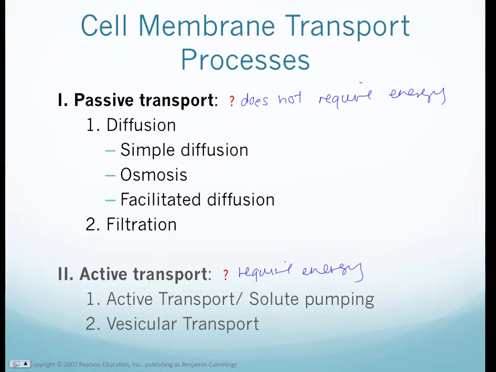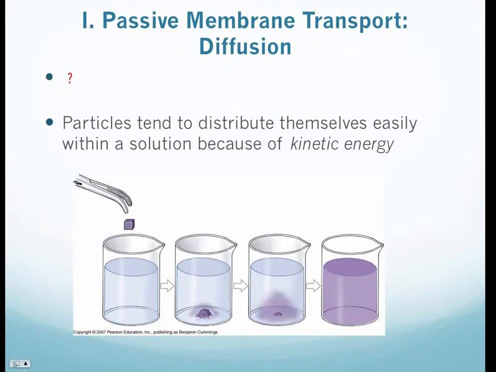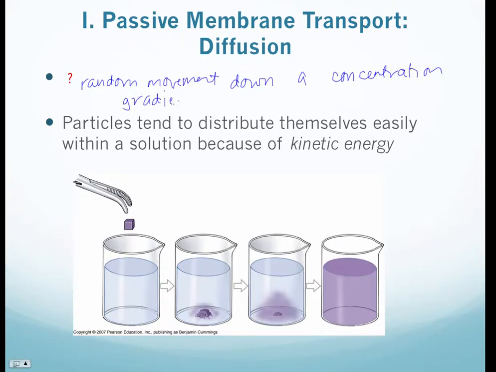There are two different types of passive transport we're going to cover: diffusion, lots of different types of diffusion, and then filtration. Okay, so this first concept is the most basic concept of how things can enter in and out of the cell if they are able to pass in and out of the cell, and that's just simple diffusion. So this is random movement down a concentration gradient.